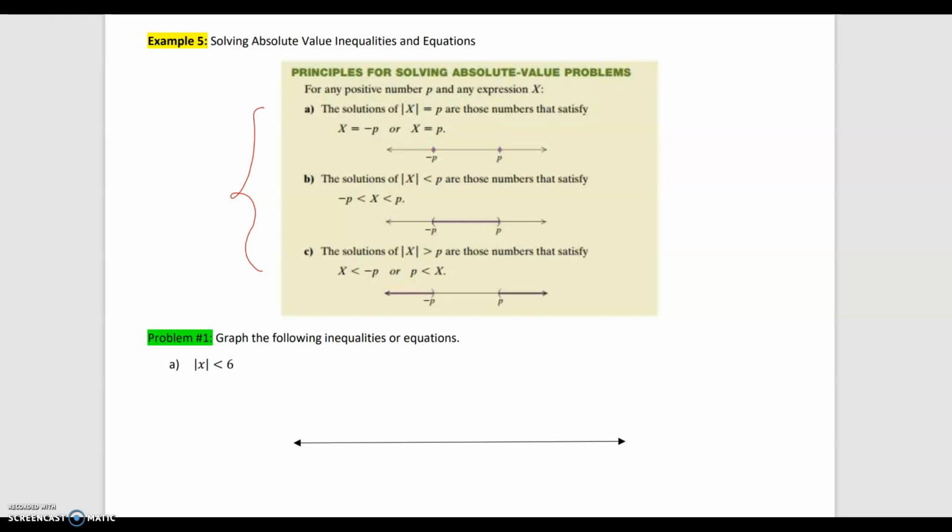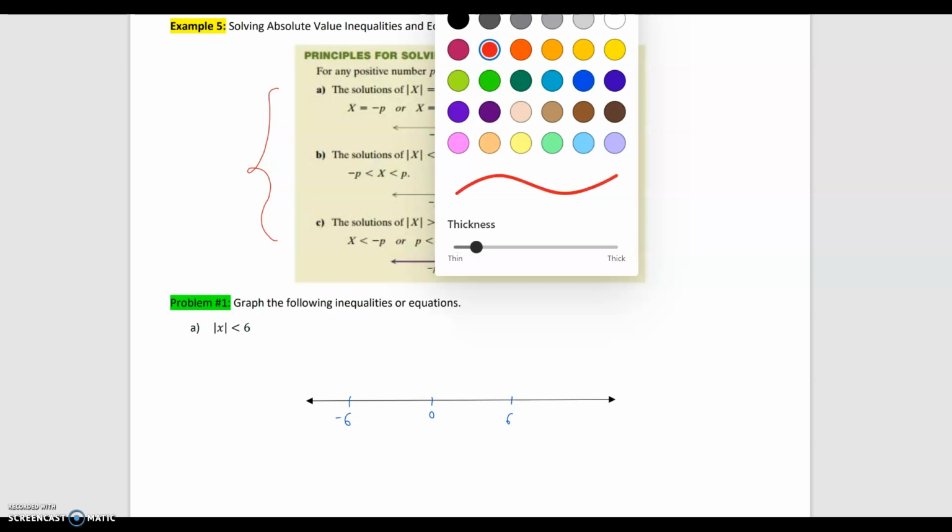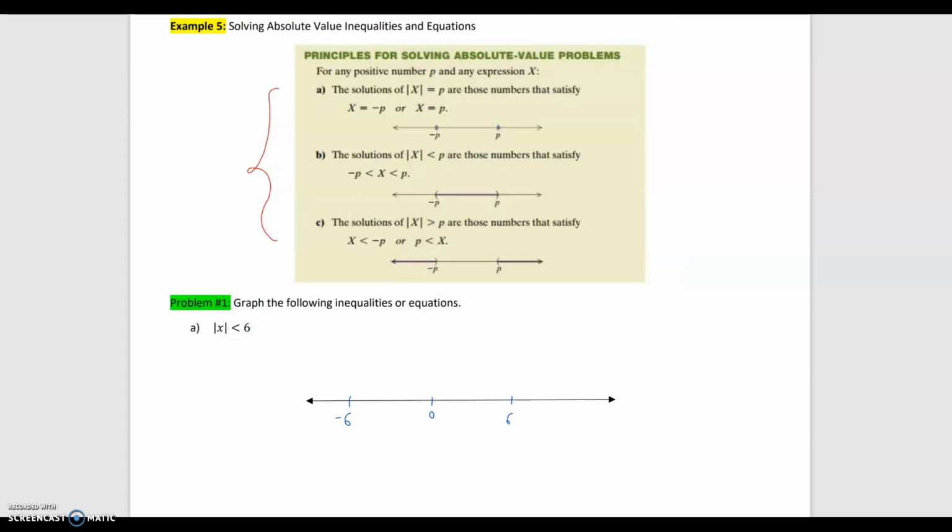Now, let's take a look at problem 1, and they just want us to graph the inequality or equation. And this one says absolute value of x less than 6. So I'm just going to put 0 as a reference, and I'm going to put 6 and negative 6. Now, our solutions, because it says it's less than, we're going to be looking at this scenario here, or B. And it's going to be in between those two. It's a less than, so we're not going to include the boundary. So open circle on the edges. And our solution is every value in between.